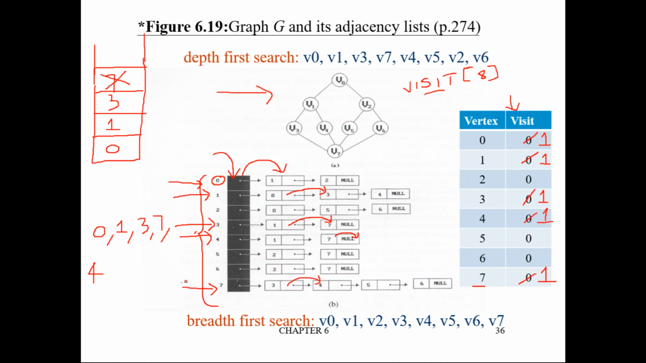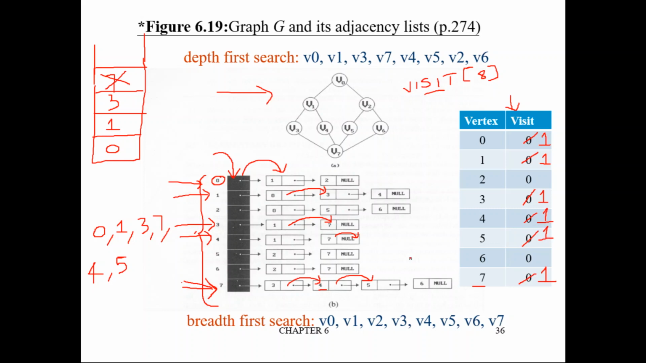Okay, now once again we are in 7. Now you see, 7 continues. 3 is from 7. Is 3 visited or not? Yes, visited. Is 4 visited or not? Yes, visited. If it is visited, just go next. Is 5 visited or not? No, not visited. So visit 5, and make the visit entry corresponding to 5 as 1.